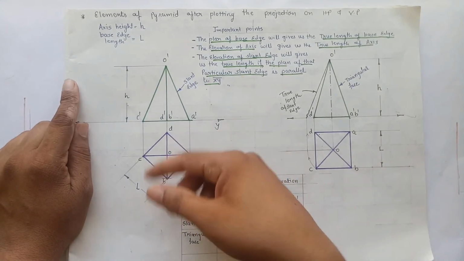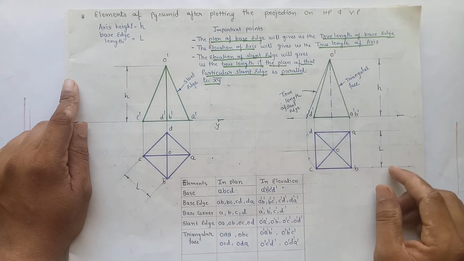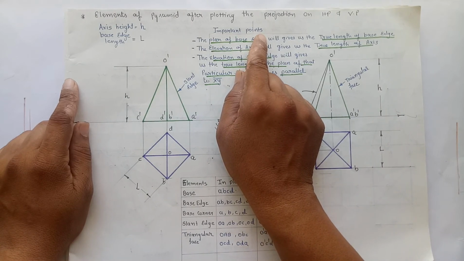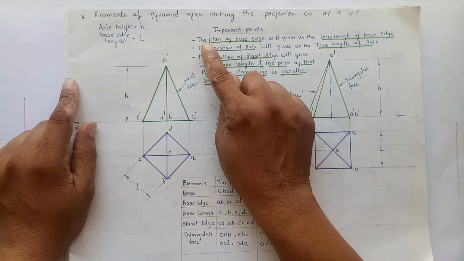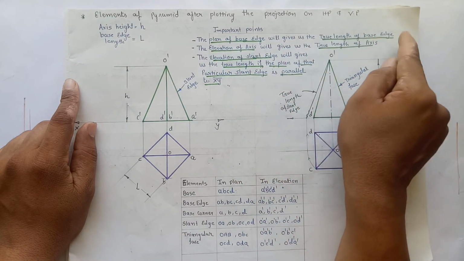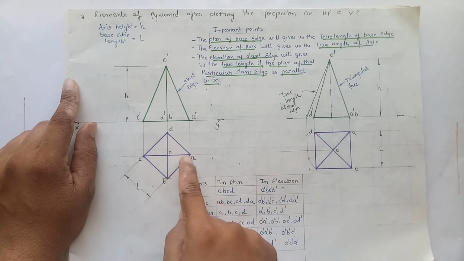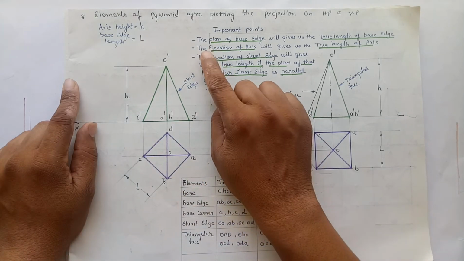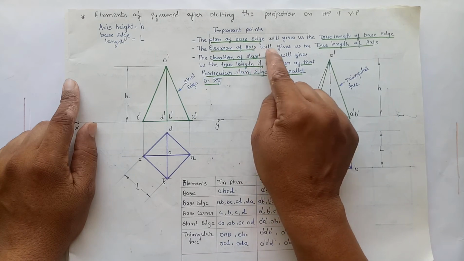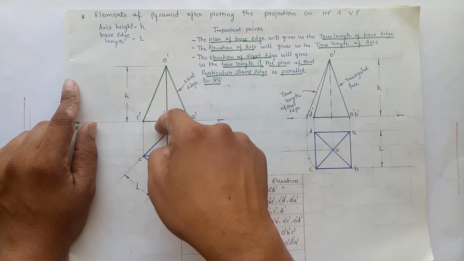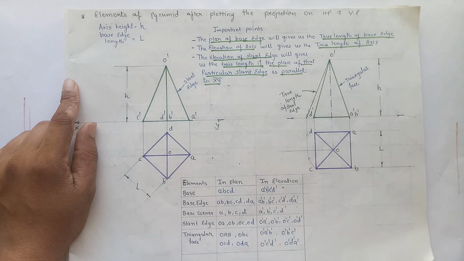After plotting the plan and elevation of the pyramid, here are some important points that we have to keep in mind. First point, the plan of the base edge will give us the true length of the base edge. The elevation of the axis will give us the true length of the axis.